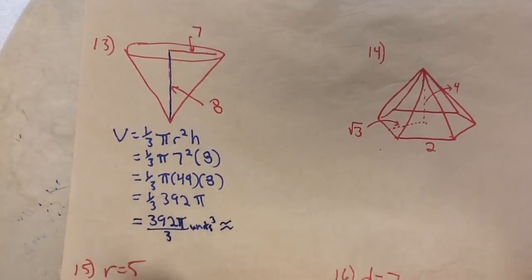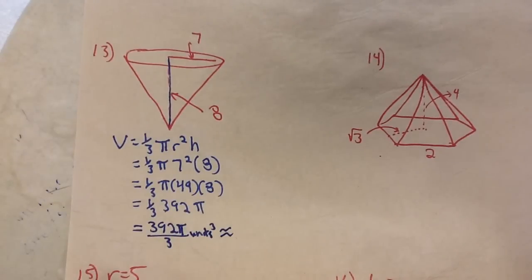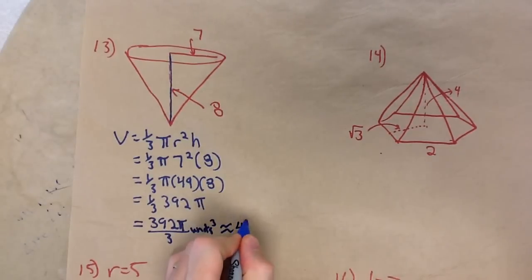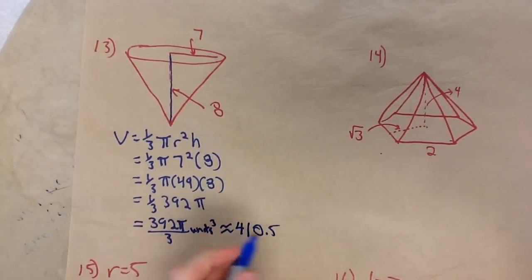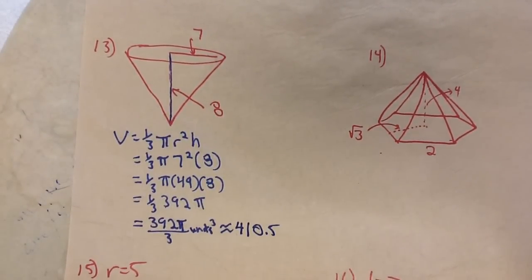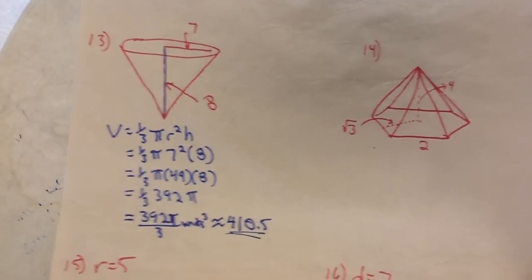If I wanted to plug that into the calculator, do 392 times pi divided by 3, it comes out to be about 410.5 units cubed as well. And it's really just paying attention to what it's asking for. On the paper, it asks for the nearest tenth, so that would work.